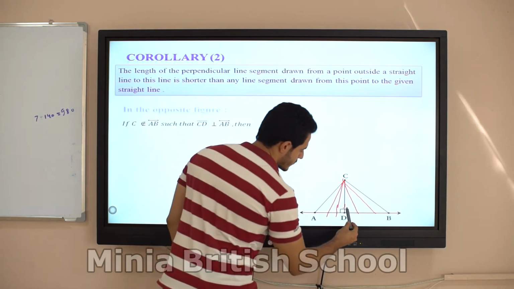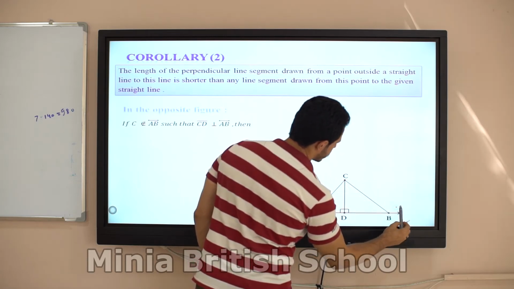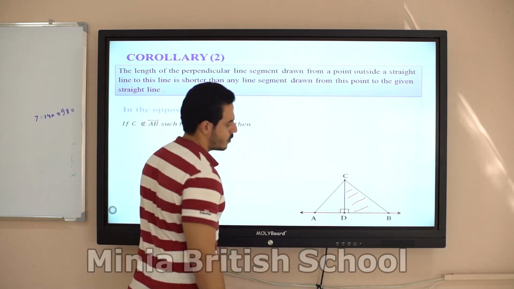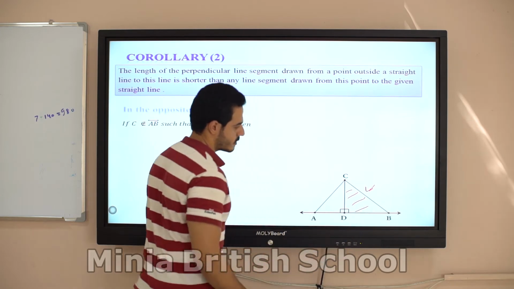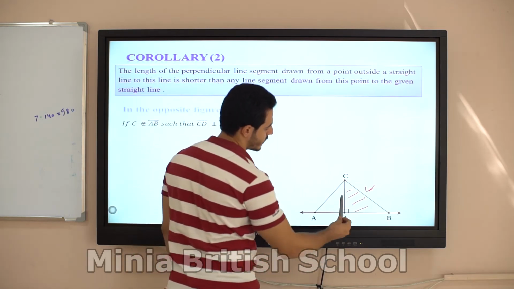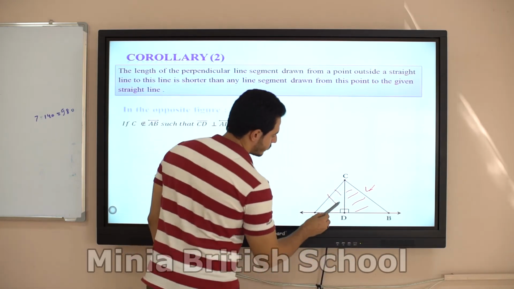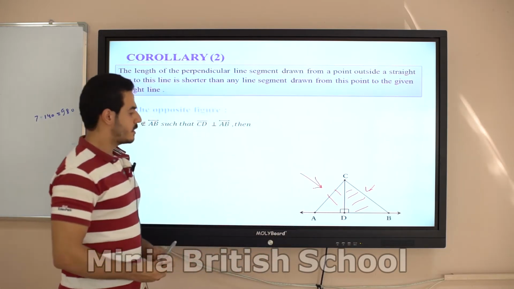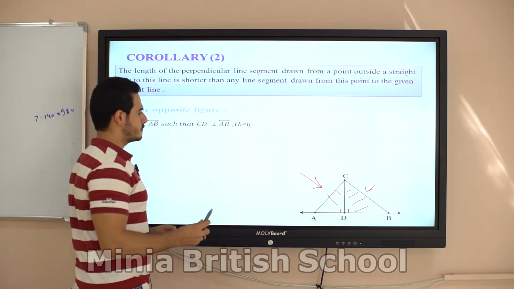So this is a right angle triangle. Where is the greatest side? The greatest side is the hypotenuse. So CB is the hypotenuse, or the greatest side, in right angle triangle CDB. Similarly, in the left triangle, CA is the greatest side of triangle CDA.